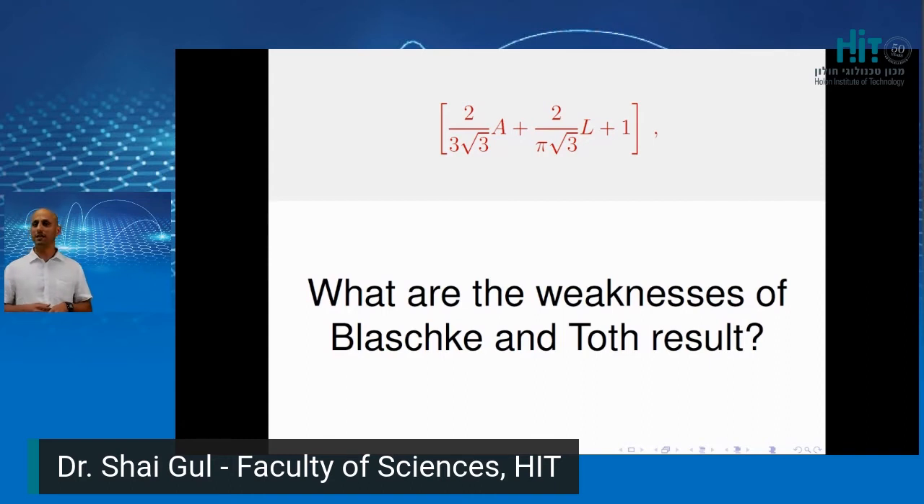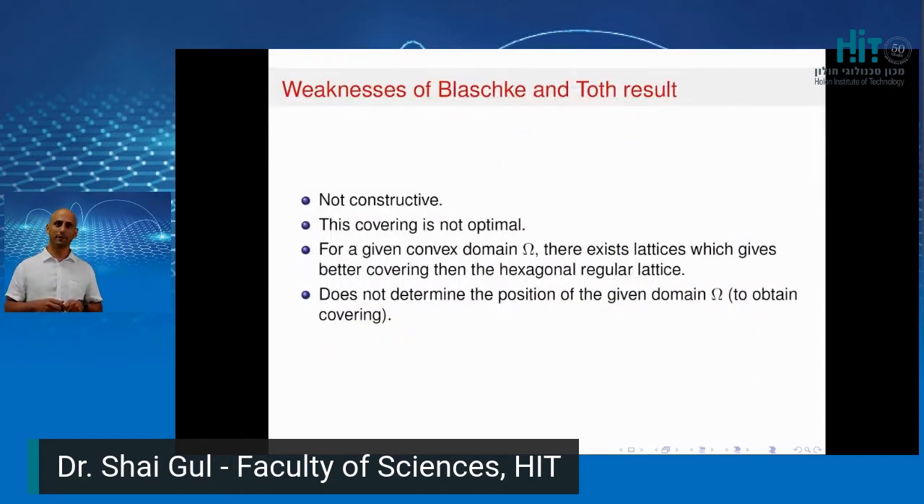So what we're trying to achieve is a more constructive proof. First, it's easy to show that the covering in this proof is not optimal. So we're trying to improve it in a way. The second one, that for a given domain omega, there exist lattices which give better covering than the regular hexagonal lattice. So how do we know which lattice to choose? And third, in this proof of Blaschke and Toth, you just throw the lattice randomly on the given domain and calculate the number of hits. But if you put the lattice in an exact place, you can probably reduce the number of hits. So you can go in the direction of the optimal solution.